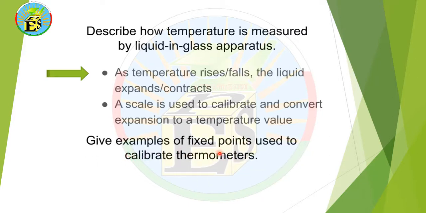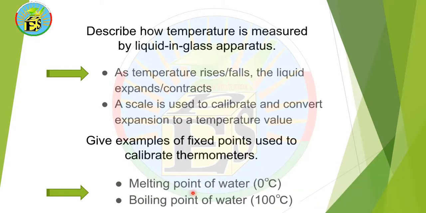Give an example of fixed points used to calibrate a thermometer. To calibrate a thermometer, we must have 2 points, a minimum point and a maximum point. The minimum point is the melting point of water, 0 Celsius, and the maximum is the boiling point of water at 100 Celsius.